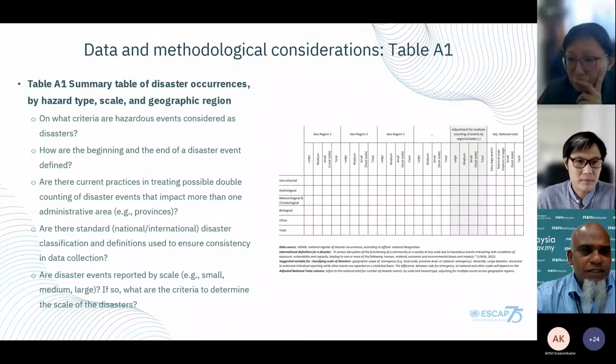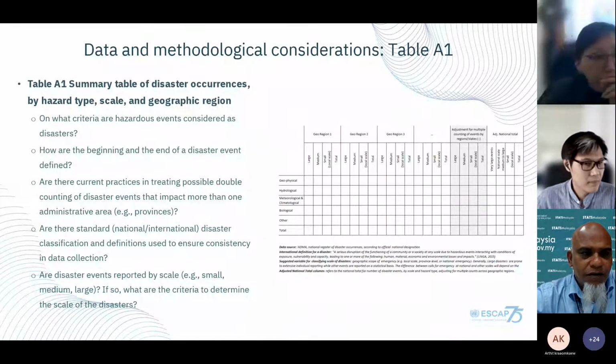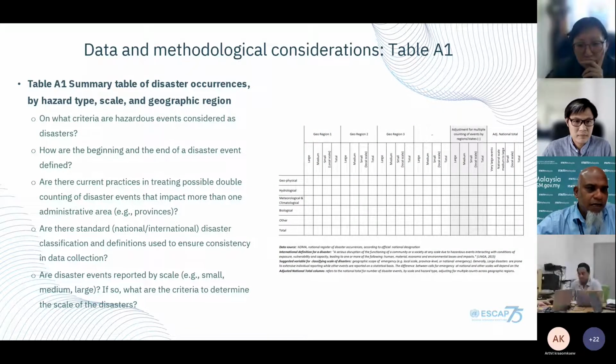Okay. These were the questions collected by ESCAP from the survey they did earlier. On what criteria are hazardous events considered as disasters? How are the beginning and the end of a disaster event defined? What are the current practices in treating possible double counting of disaster events and impacts that span more than one administrative area? I think some was already explained by Therapong earlier.